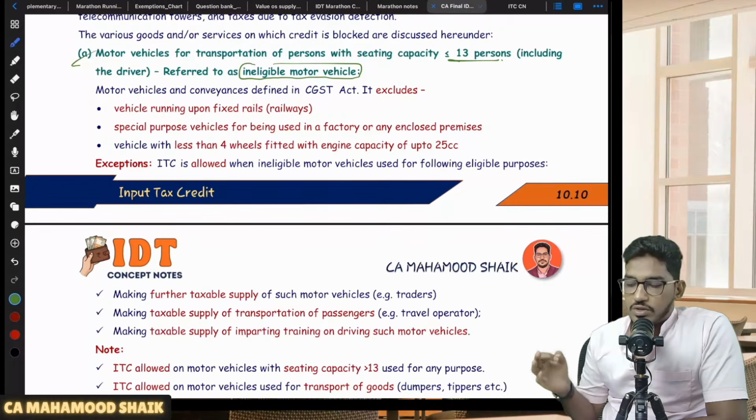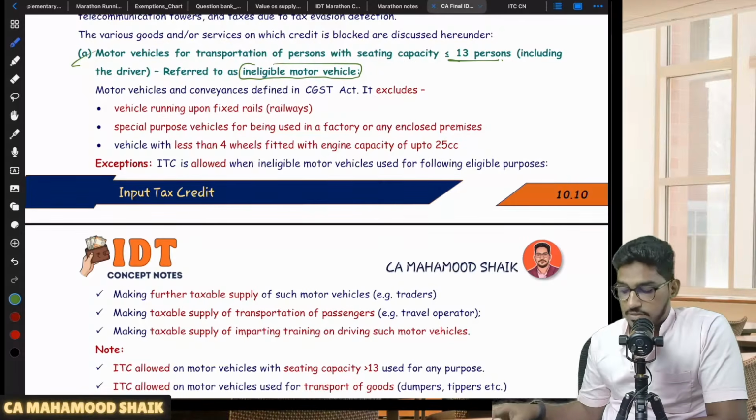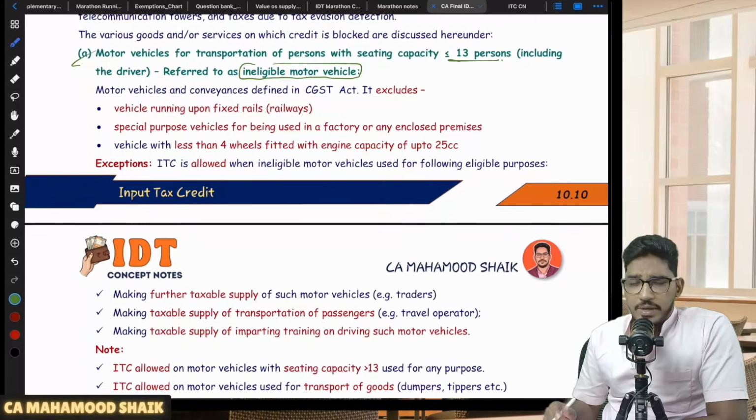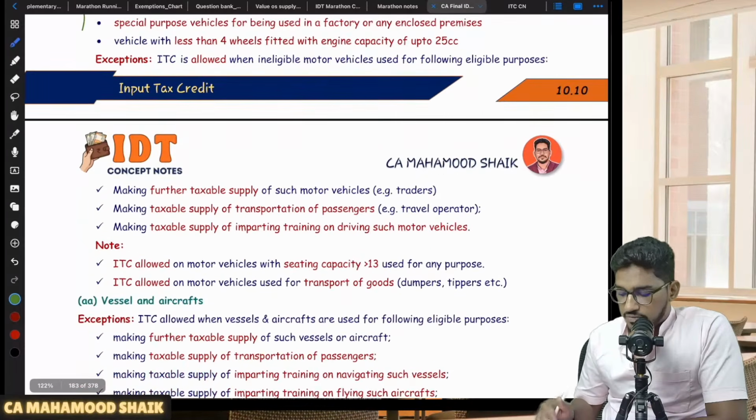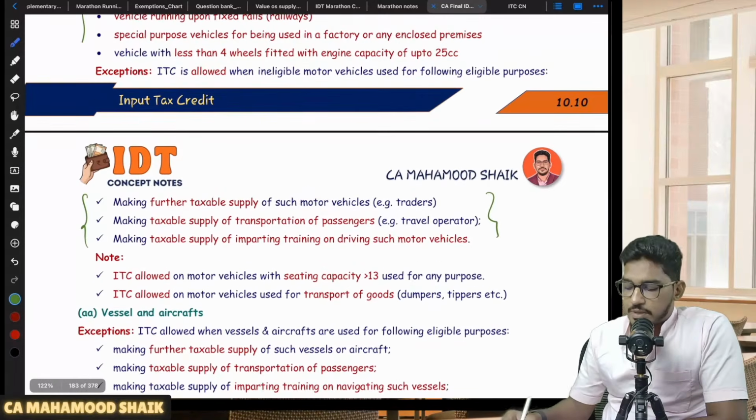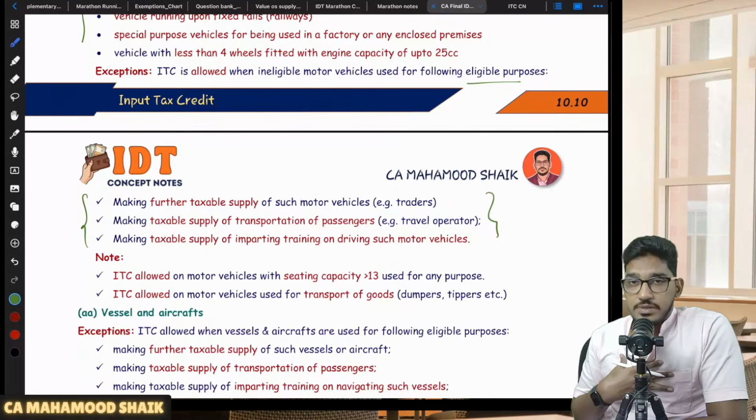So the restriction is there only on an ineligible motor vehicle, that is, a motor vehicle designed to carry passengers, that too which has a seating capacity of less than or equal to 13 persons. However, if you are buying that ineligible motor vehicle but using it for some eligible purposes, then you can avail ITC. Sir, what are those eligible purposes? Even though I am buying an ineligible motor vehicle, if I am using it for eligible purposes, then I can claim ITC. What are those eligible purposes?